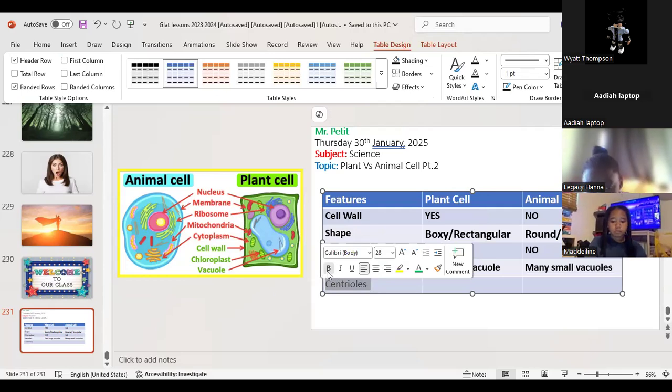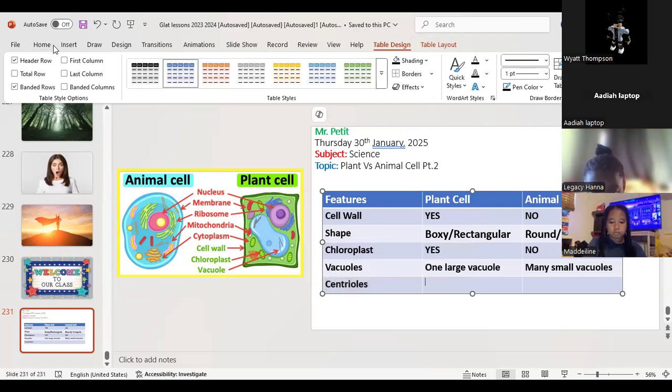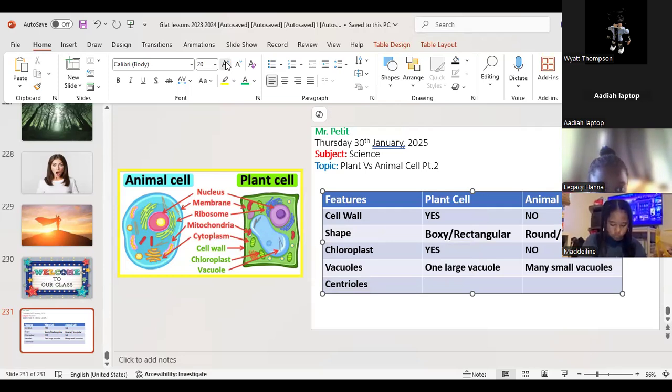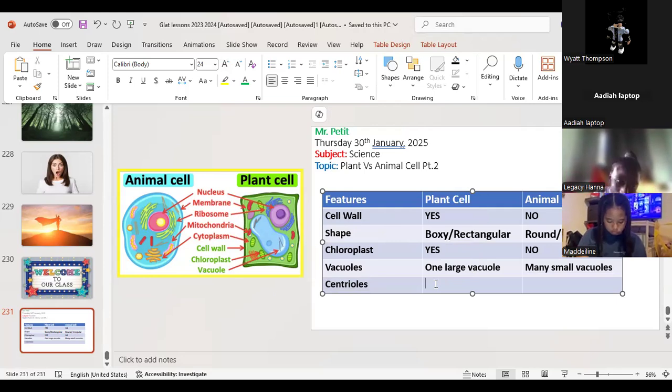Also 28 centrioles. So the centrioles, does a plant, yes, go ahead, Gianna. What if the plant cell was circular? No, they're typically boxy or rectangular. They're not circular, because it can't be circular. It has this whole big cell wall right there. So it can't be circular. It's going to be shaped like a boxy rectangle.